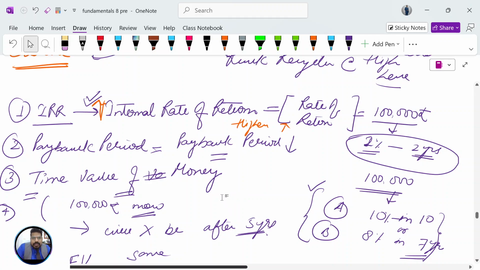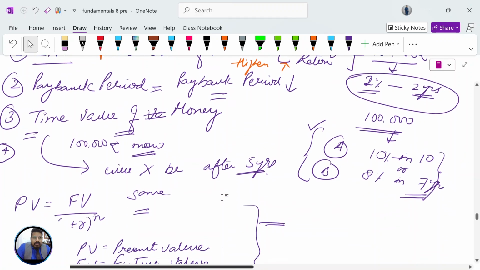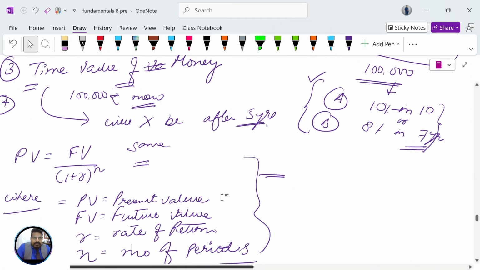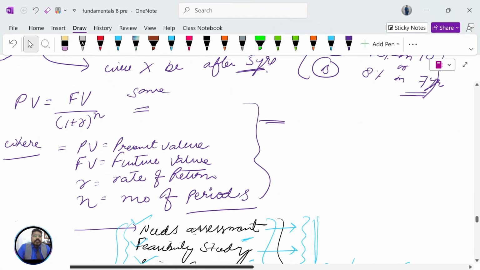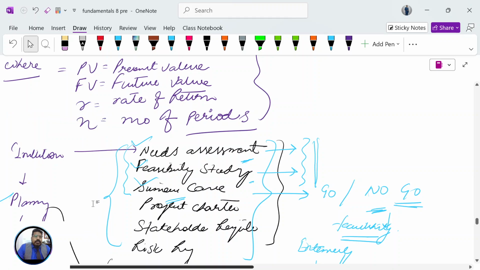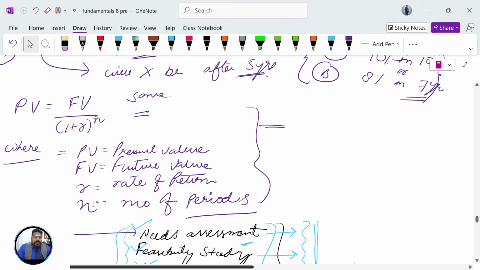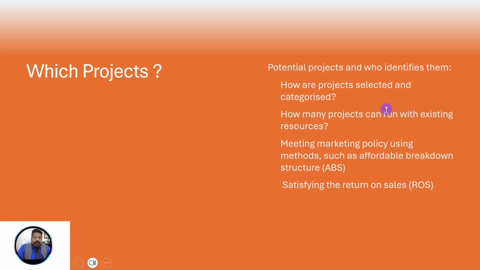So this is time value of money, and you can calculate it using this formula: PV is equal to FV upon (1 plus R) raised to power n, wherein PV is present value, FV is future value, R is rate of return, and n is number of periods, or time. So this is important. That's how you calculate the feasibility.